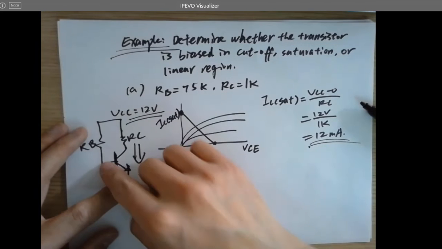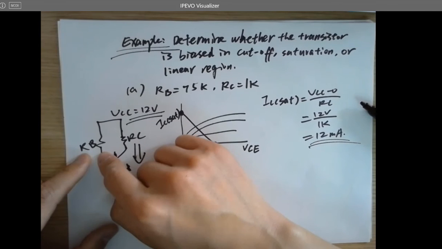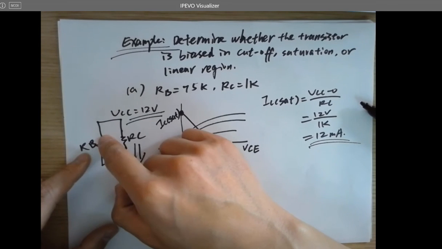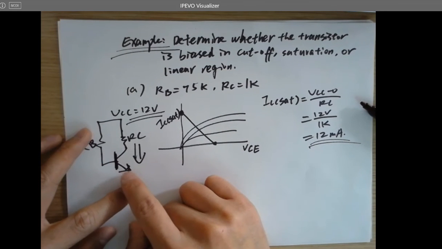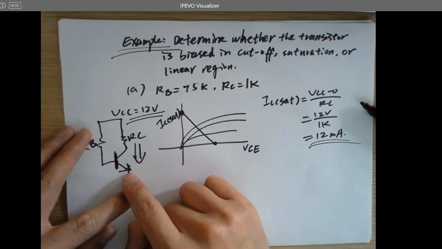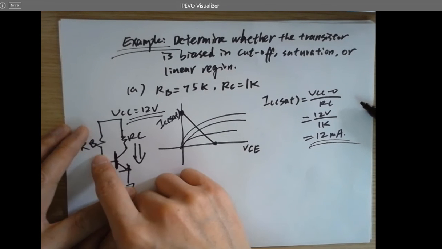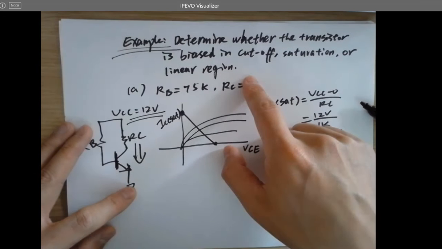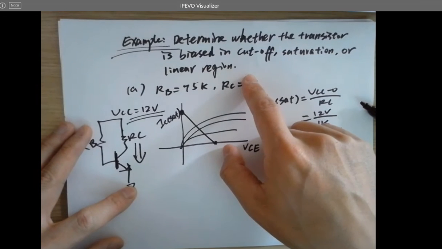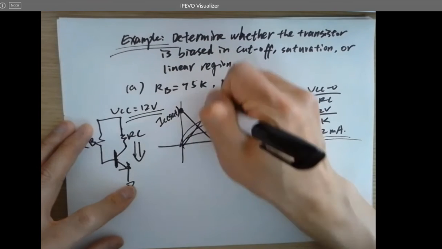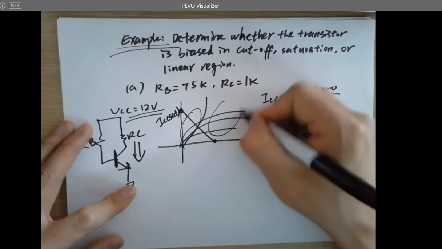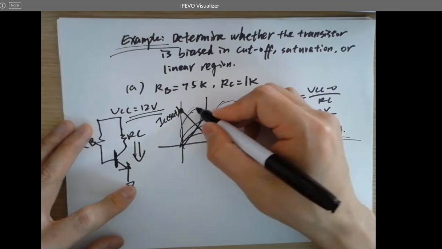The current is going to flow through RB, so the 12 volts will be dropped to a small value, somewhere very close to 0.7 volts, right? So it won't operate in the cutoff region. So if it's not in the linear region, it's going to be in the saturation region. Here's linear, here's saturation. If it's not in the linear, it's going to be in the saturation region.